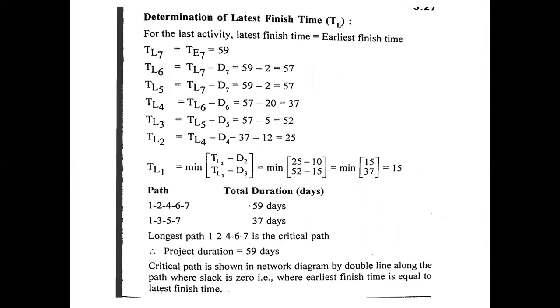The slack is defined as the difference between the latest finish time and the earliest finish time. So for the critical path, the slack of each and every activity is 0. And the critical path in a network diagram is drawn by a double line ended with an arrow mark.